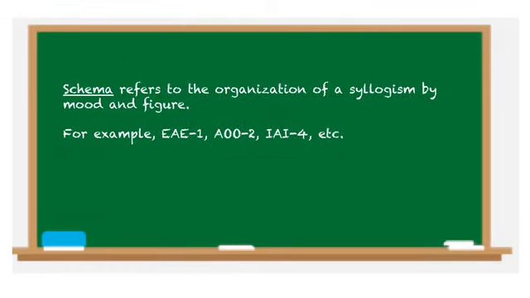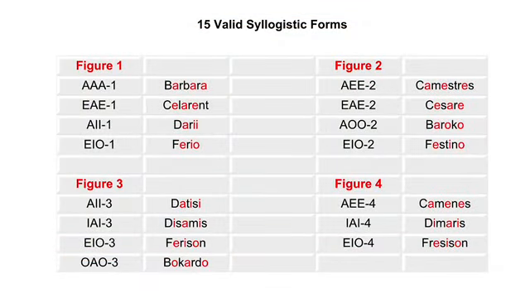And we put all of that together, we get something called schema. Schema refers to the organization of a syllogism by mood and figure. And this is how you can perfectly describe any syllogism. For example, you might have an EAE1, an AOO2, an IAI4, or whatever. When you put mood and figure together, you have completely described a syllogism. And this, I'm going to tell you, is pure gold.